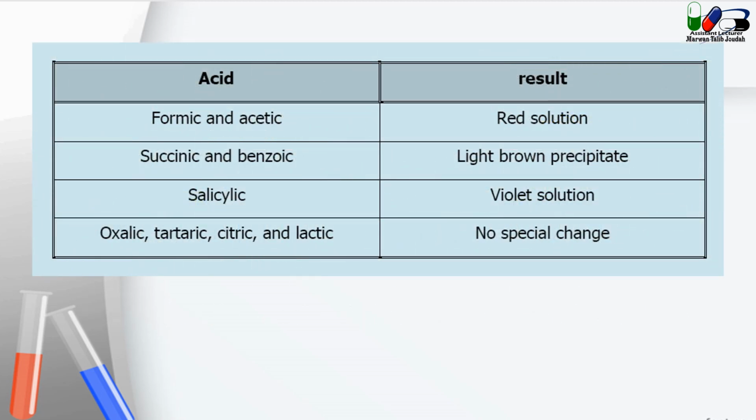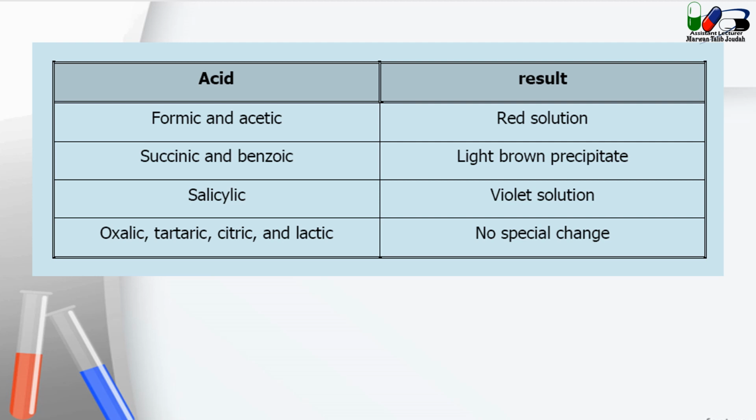This is how it looks. If we use formic acid or acetic acid, the identification result must be as follows. Let's say our compound was formic acid, so it must give a red solution. What that means is, after you do the test, you should get a red solution in order to know that this molecule is formic acid.